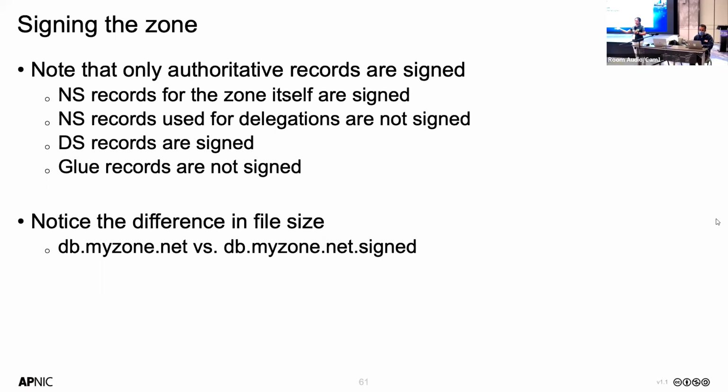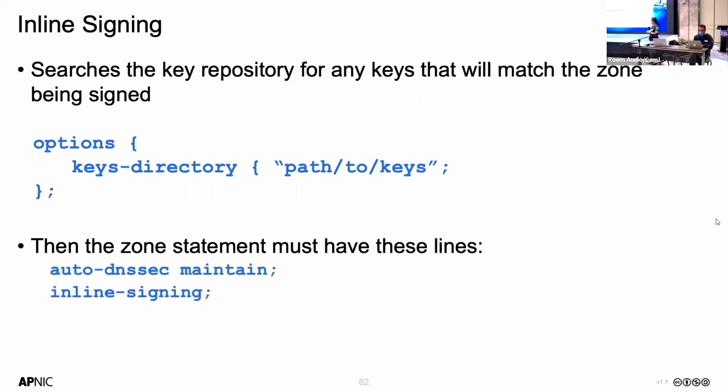So the new generated file will be much bigger, which can also mean that the zone transfers of these records, of these zone files from your primaries to the secondaries, will also take time. So again, that is one other aspect that needs to be considered. Now, I've mentioned a little bit about inline signing.